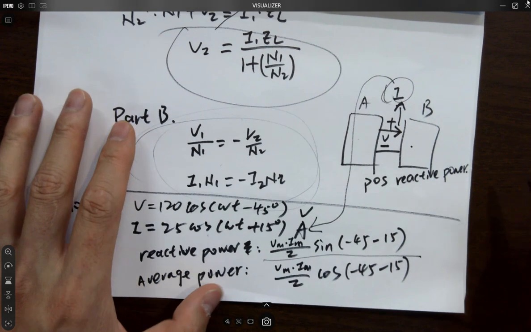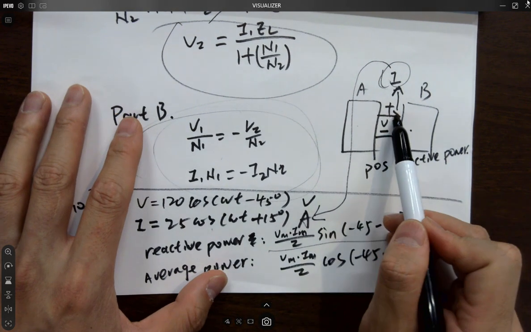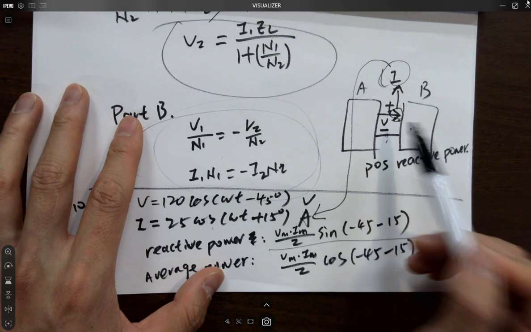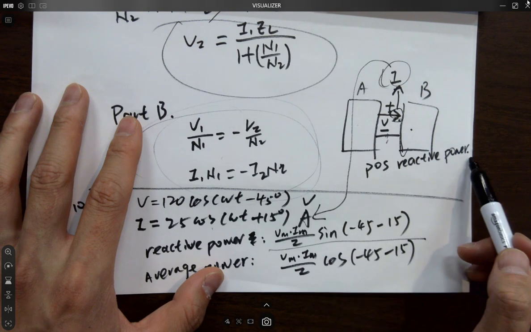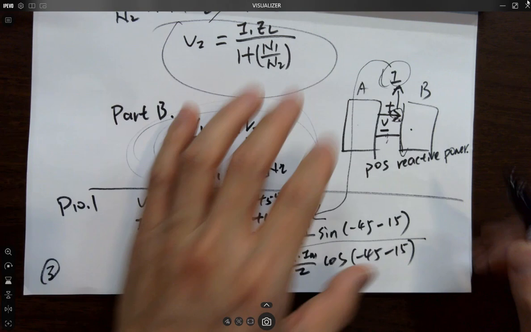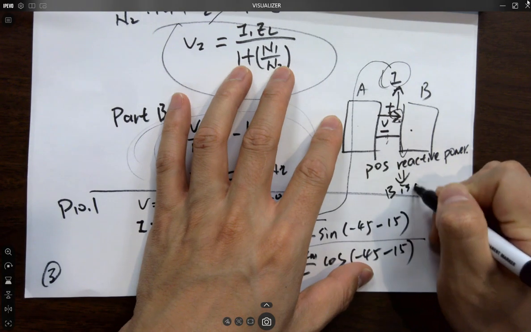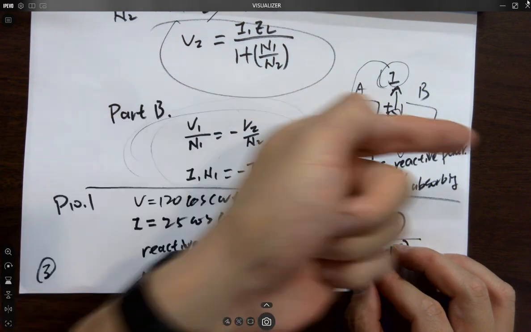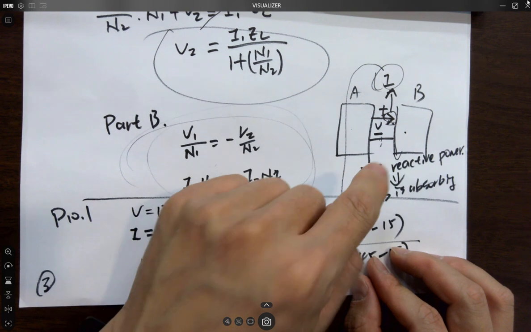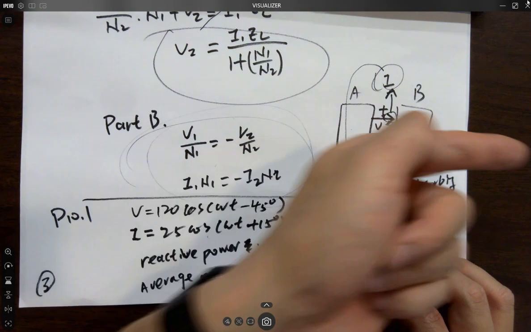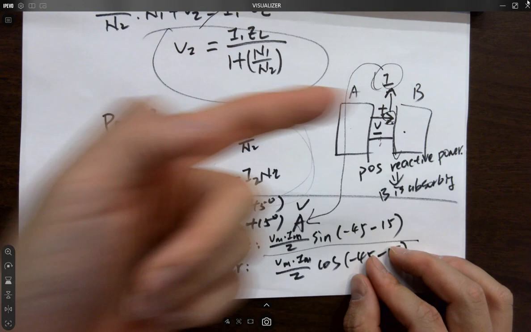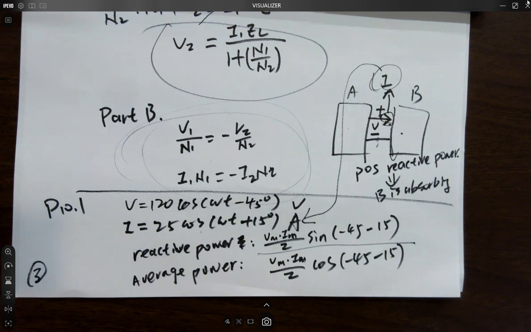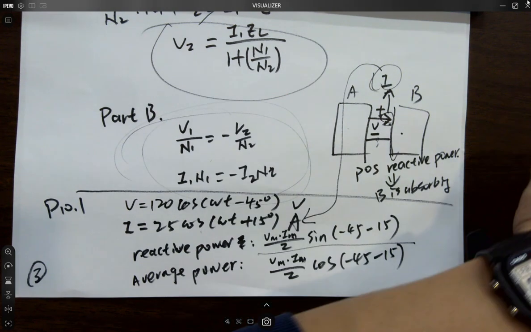Okay, what does that mean? If you got a positive reactive power, this is the current direction you use, and this is the voltage direction you use, and eventually you calculate a positive reactive power. What does that mean? That means B is absorbing. So the power is actually delivered in that direction. If you use this direction of the current and you find a positive reactive power, it means absorbing. The current direction is the direction in which the power is being delivered. So B is absorbing, A is delivering. Okay.